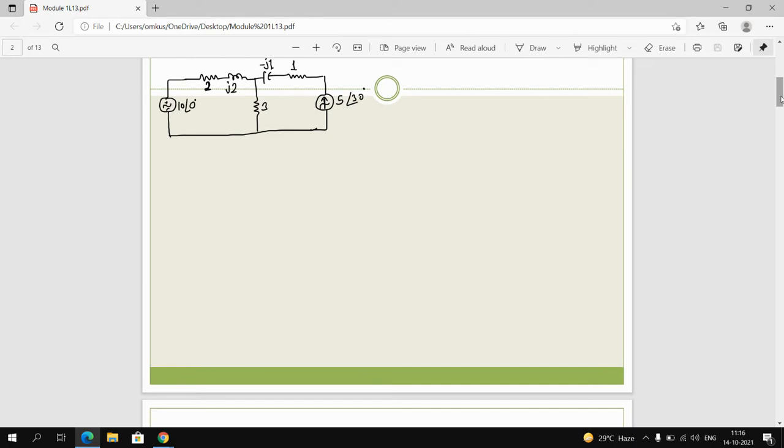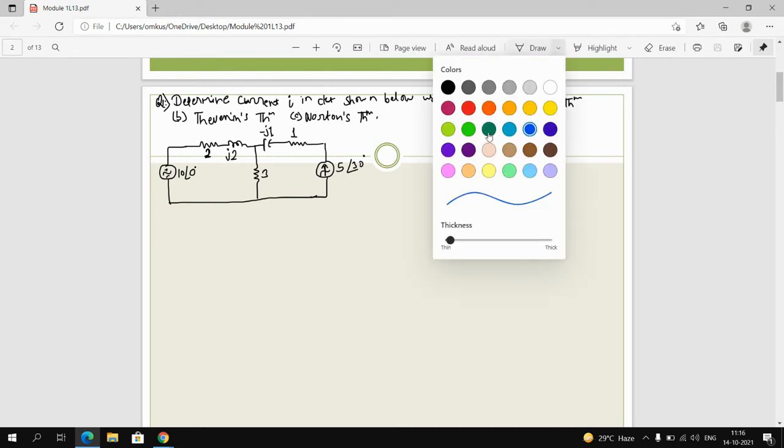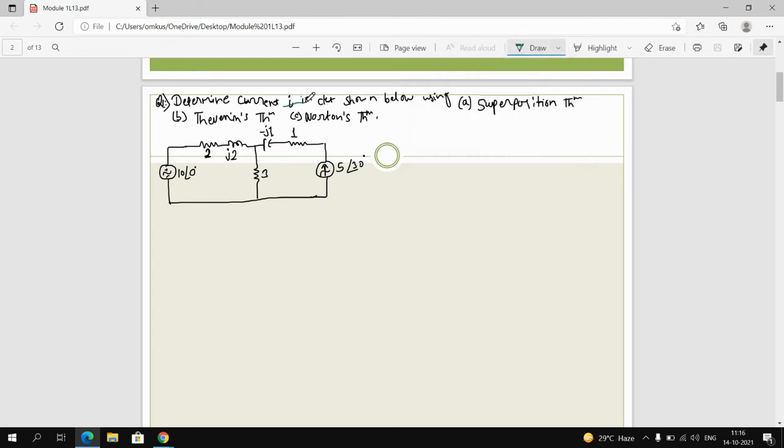Now, I hope you solve this problem. If anyone gets any answer, please tell what you get. See, you need to find the current here. So कितना है आपका करंट? Yes, anyone calculated? What is the value of current? Current for this branch. Yes, anyone? Solve this problem.